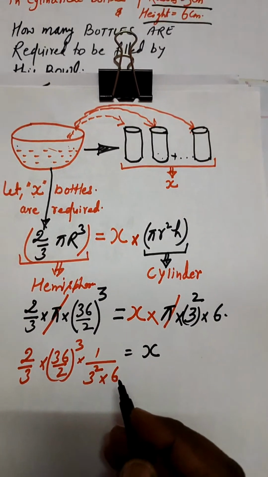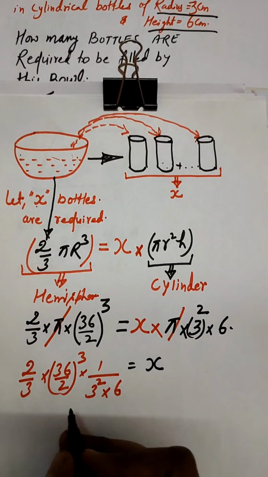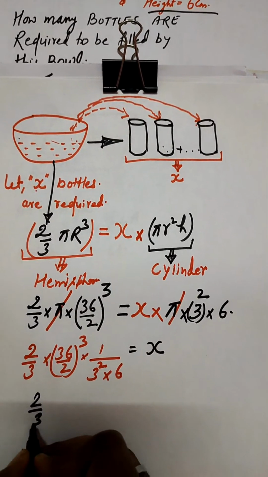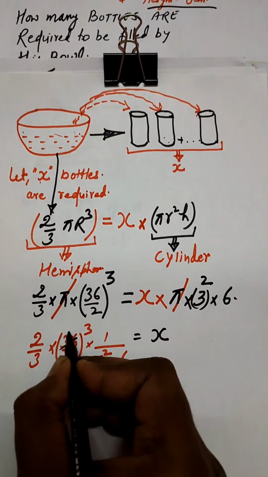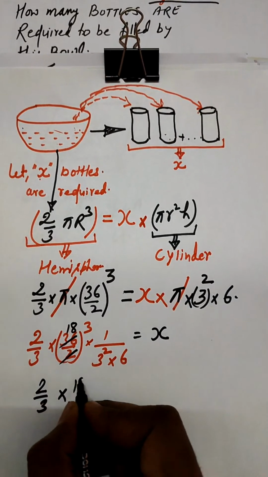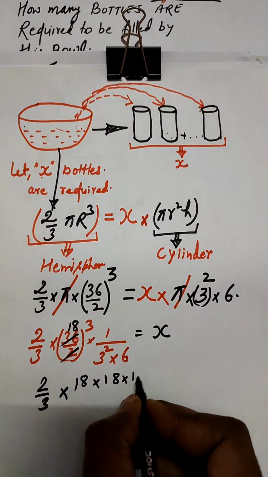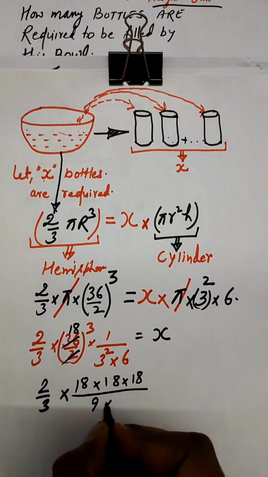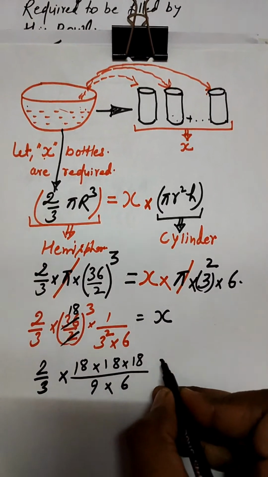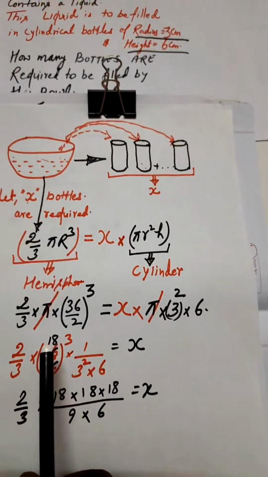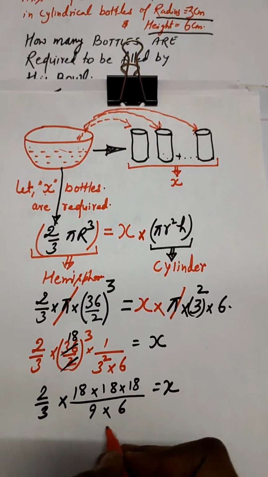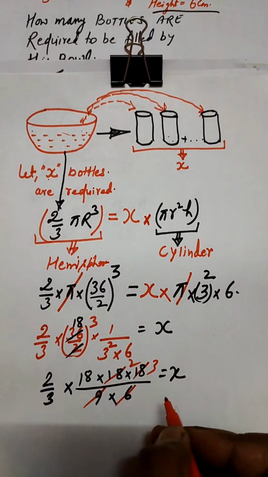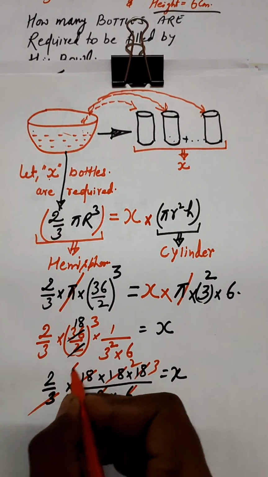This is a very simple arithmetic calculation, right? So this will be coming as 2 by 3 into 18, and this will be cancelled out. So this will be 18 into 18 into 18 in the numerator, divided by 3 square, 3 into 3, 9 into 6, equal to x, right? Now this 6, 3 times 18, 9, 2 times 18, 3, 6 times 18.